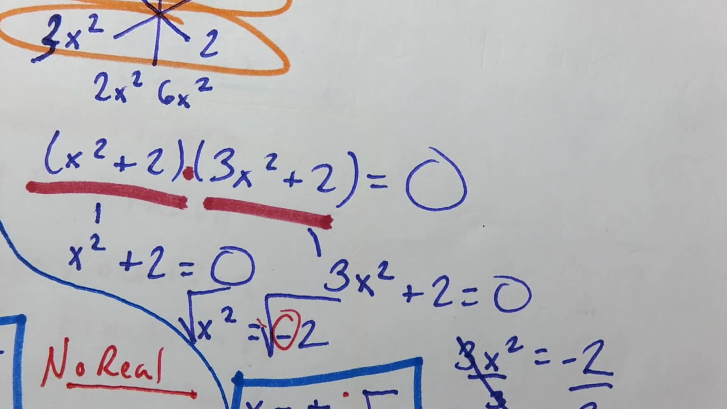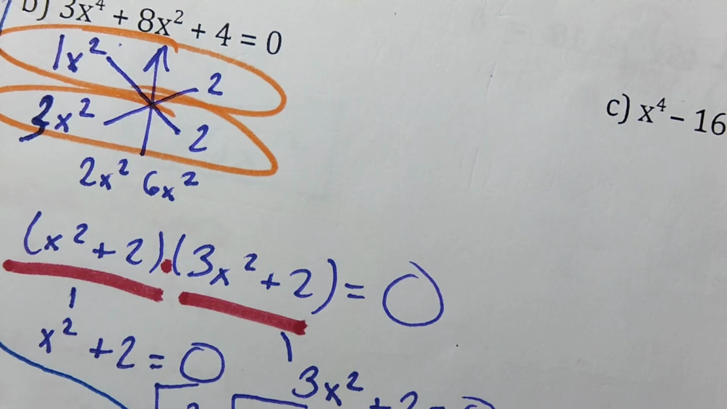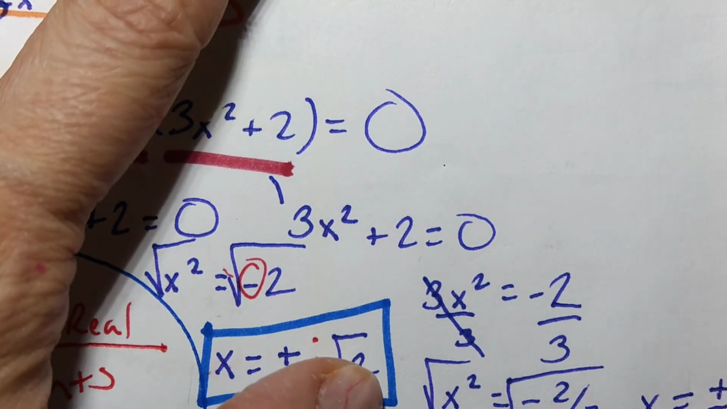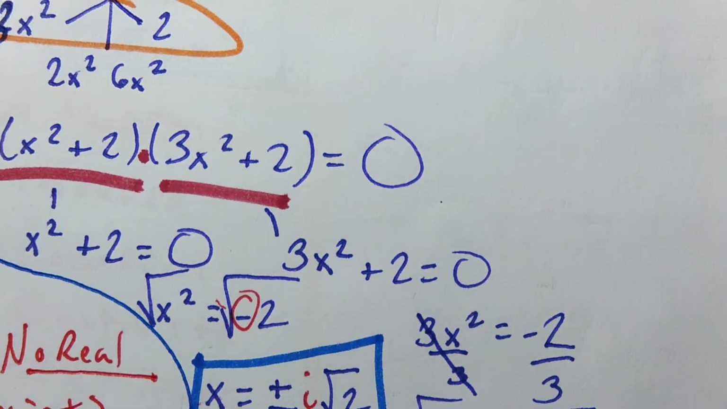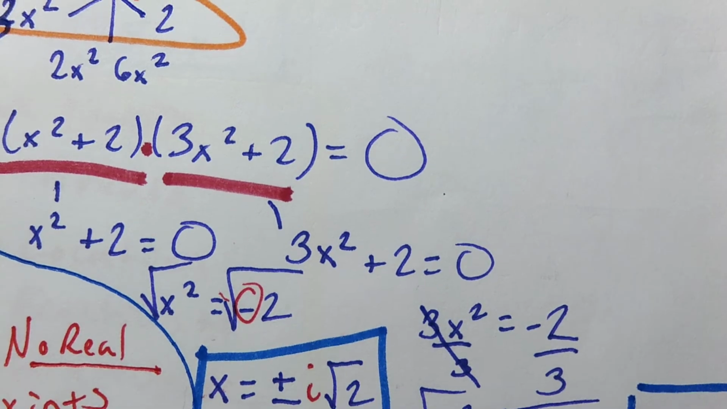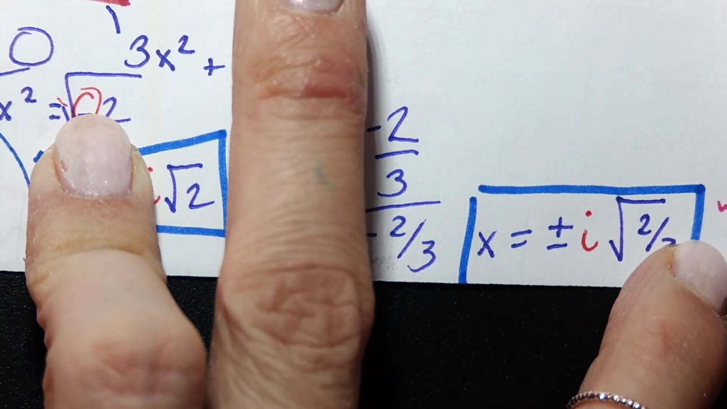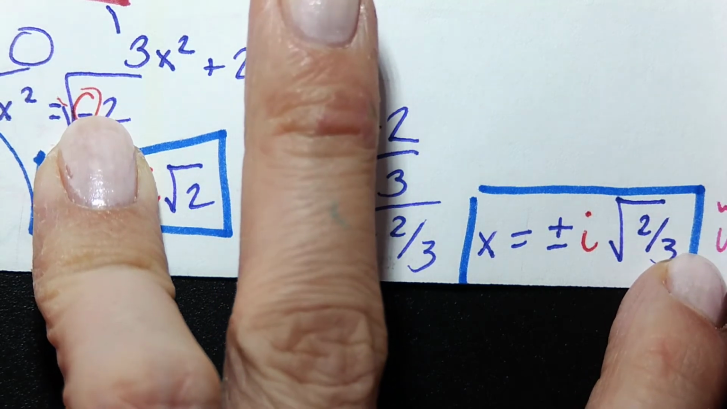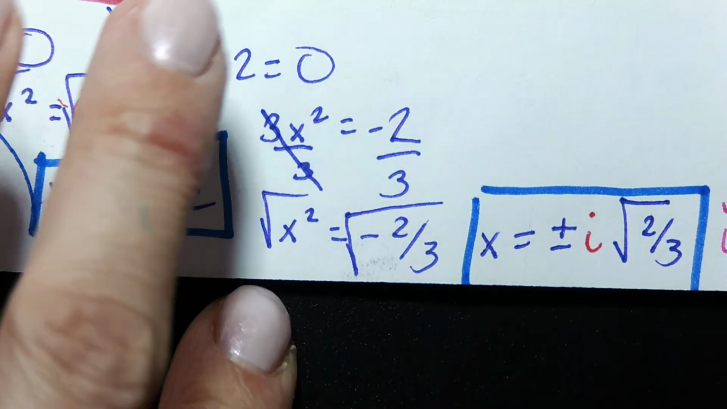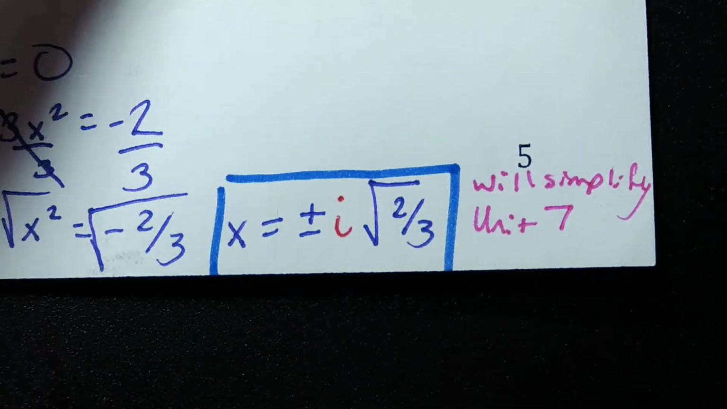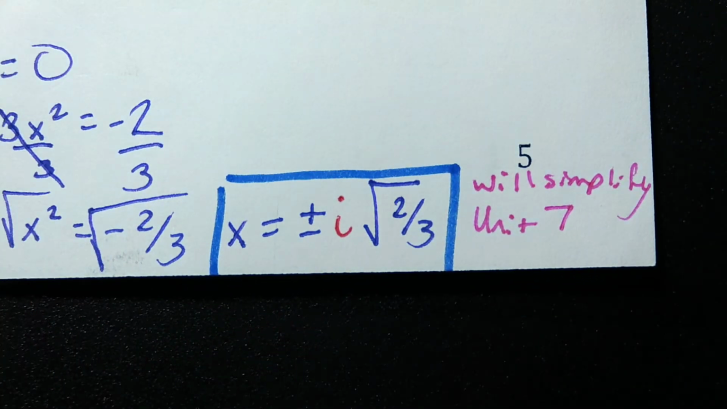What can we definitely do with this? Take out an i. Now that square root of 2/3, I want you to just put a note that says will simplify in unit 7. So square roots of fractions, a bit nasty, a bit beyond our breadth right now. So we're going to go ahead and just leave it in this form for right now.